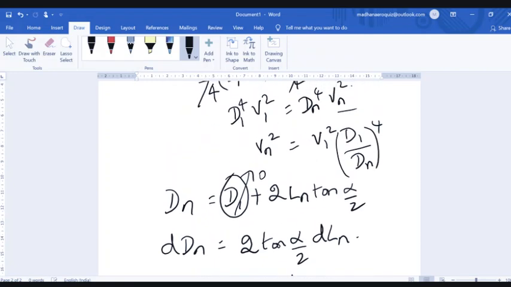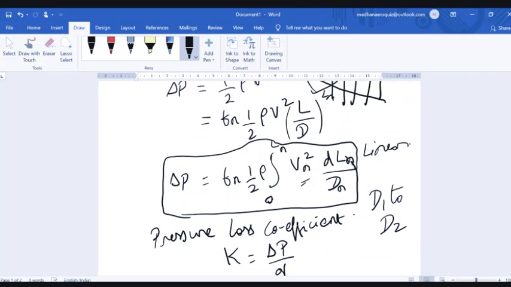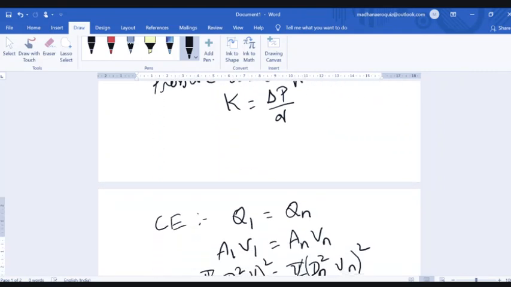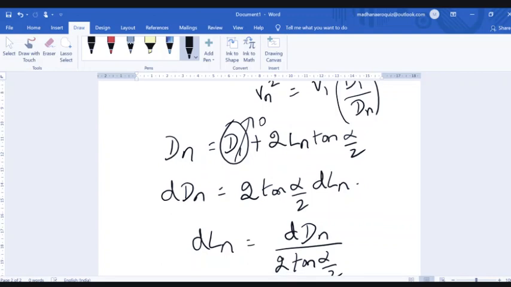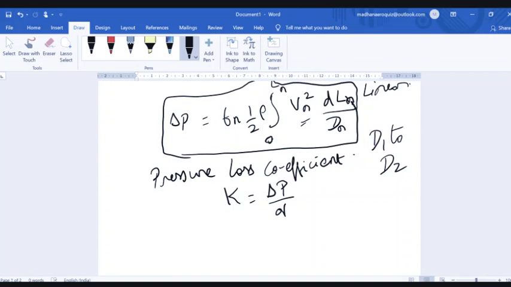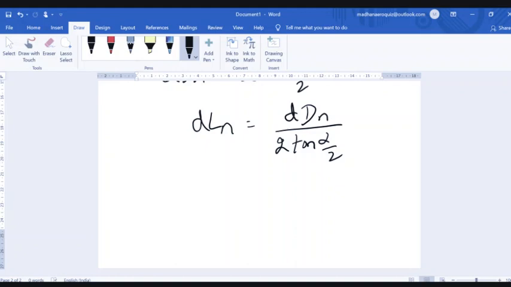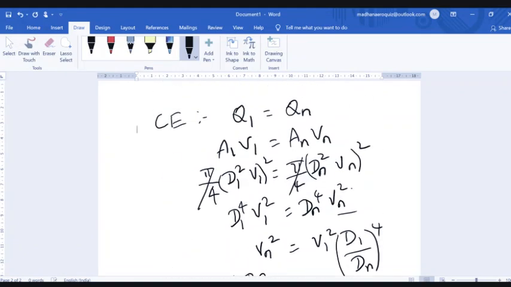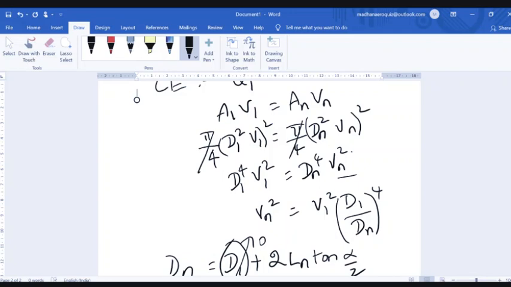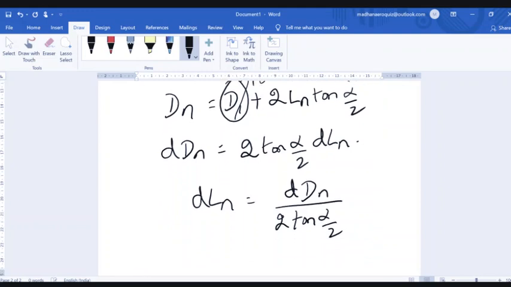Now dln has been replaced by the ddn equation, that is the following. dln is replaced by this particular equation, and we can also replace this vn square, and also change the limit as d1 to d2. So now we are going to find the amount of pressure loss. How much will be the amount of pressure loss?